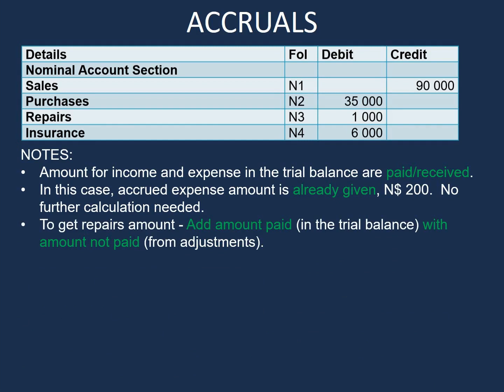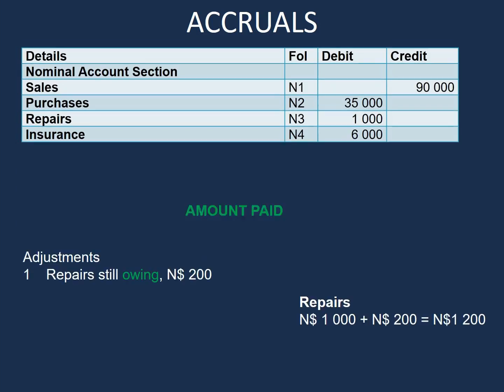And then to get to the repairs amount, we must add the amount paid, which is in the trial balance, with the amount not paid, which is in the adjustments. Our amount paid is the $1,000, which is in the trial balance. We would need to add our amount not paid, which is the $200, which is in the adjustments. So in our calculation you can see it's the 1,000 plus the 200, which will give us the 1,200.